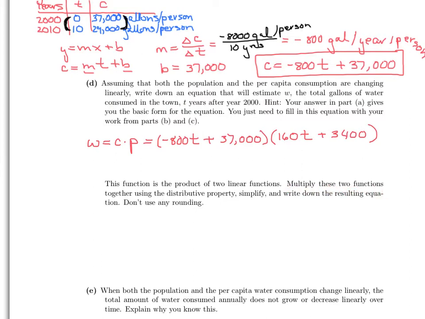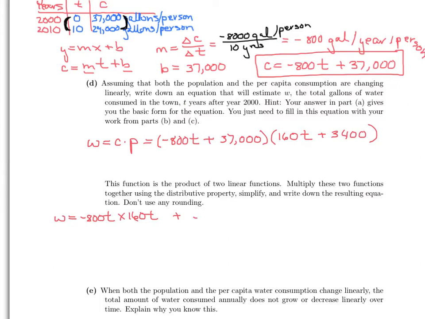Let's multiply these two functions together using the distributive property. We'll simplify and then we'll write down the resulting equation. If we are going to multiply these two linear factors together using the distributive property, we need to make sure that we multiply each term from the first expression by each term in the second expression. We've done this before back in chapter 6. So let's do it slowly here. We'll multiply the negative 800T by the 160T from the other expression.